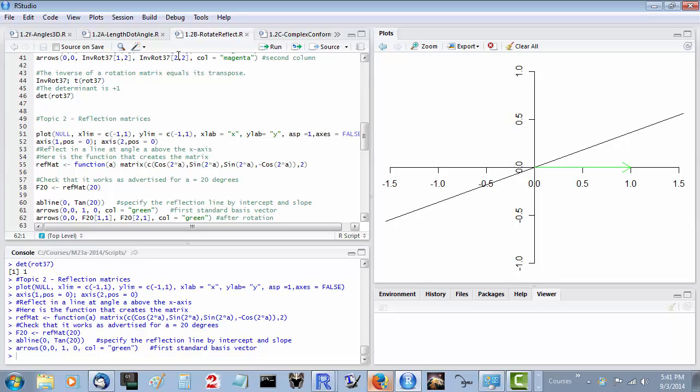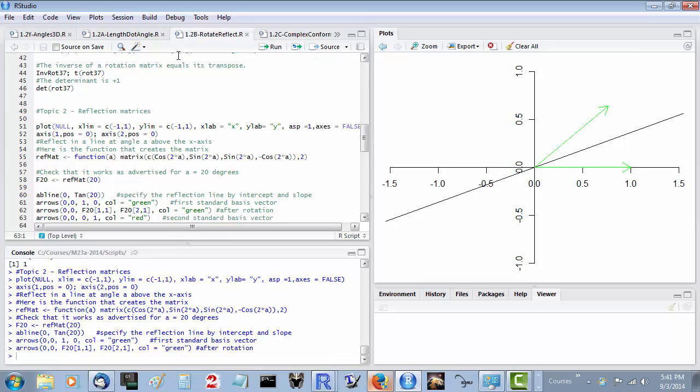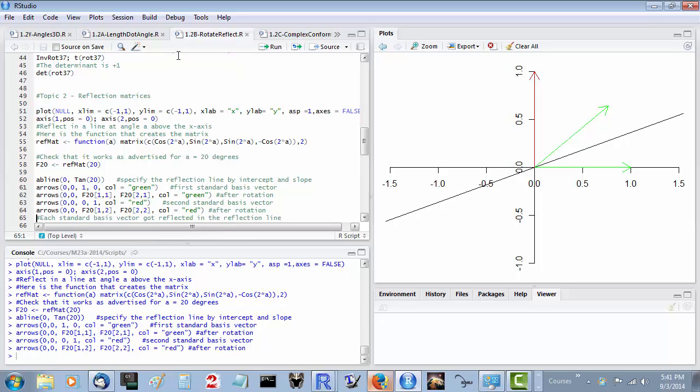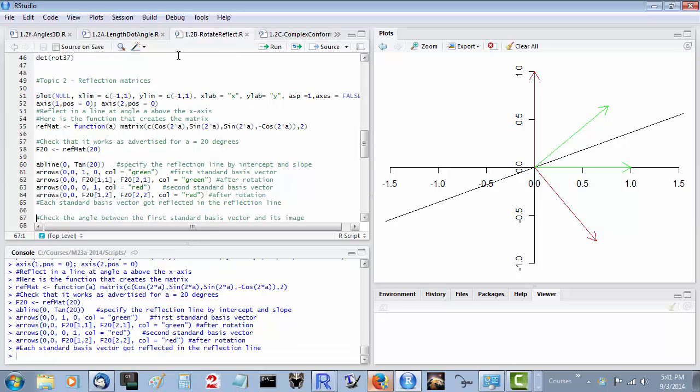Let me draw the first standard basis vector, and then let me plot the first column of the reflection matrix, and you see, sure enough, that first standard basis vector has been reflected in the black sloping line. Here's the second standard basis vector, which I have drawn in red, and the second column of the reflection matrix is the result of reflecting that in the same black reflection line.